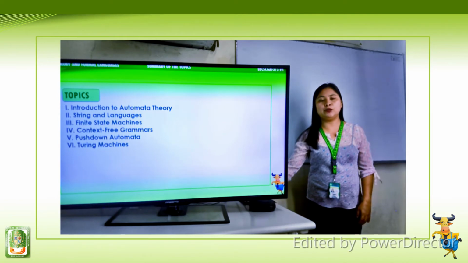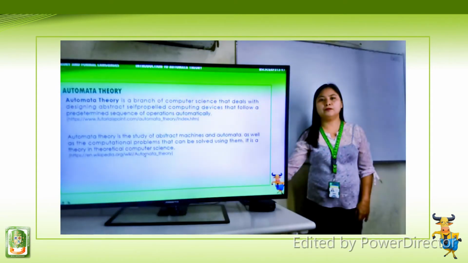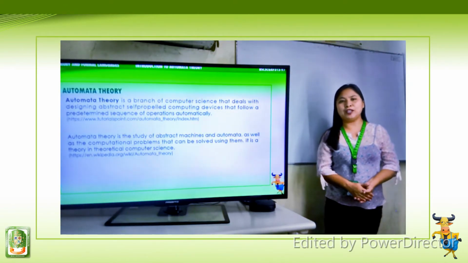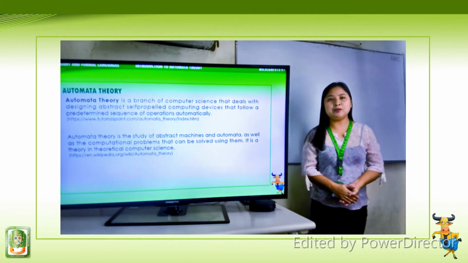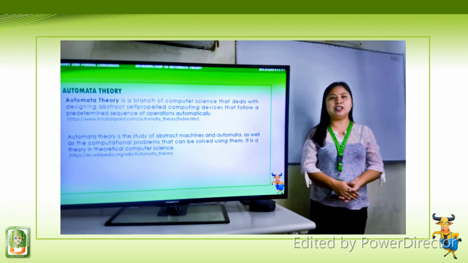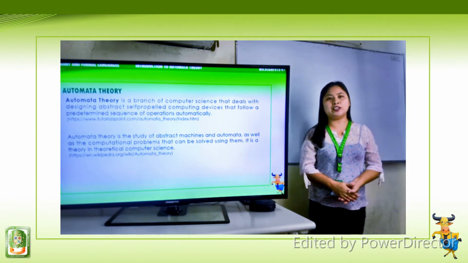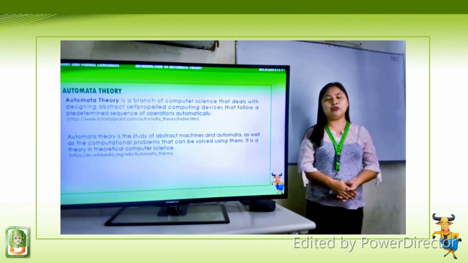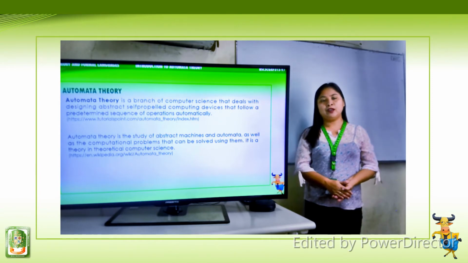Okay, so let's proceed with our first topic, which is the introduction to automata theory. So what is automata theory? It is a branch of computer science that deals with designing abstract self-propelled computing devices that follow a predetermined sequence of operations automatically. That is according to tutorialspoint.com.